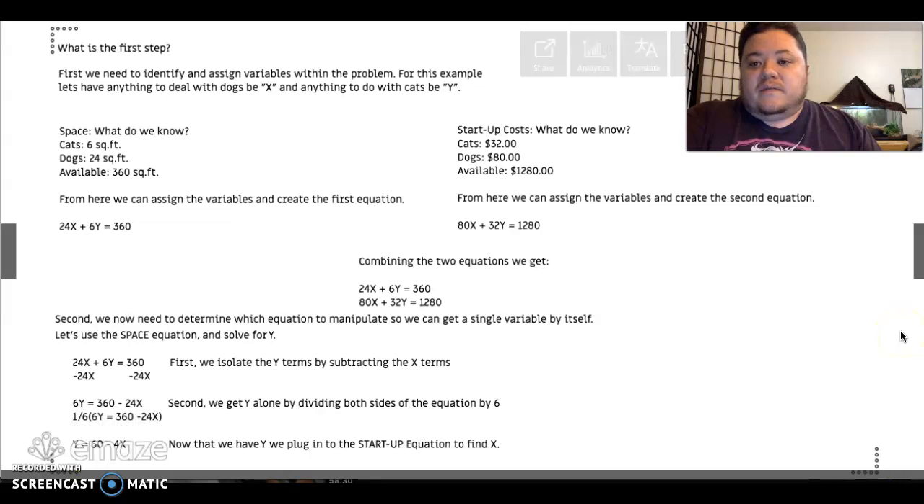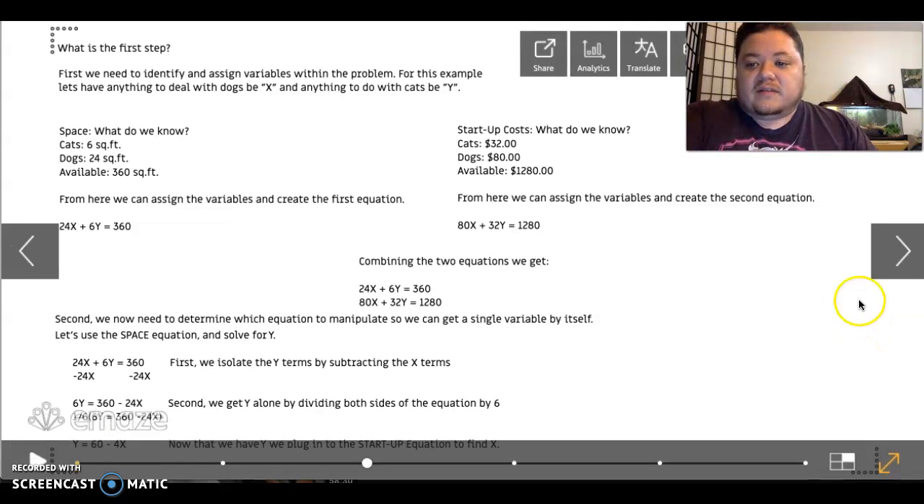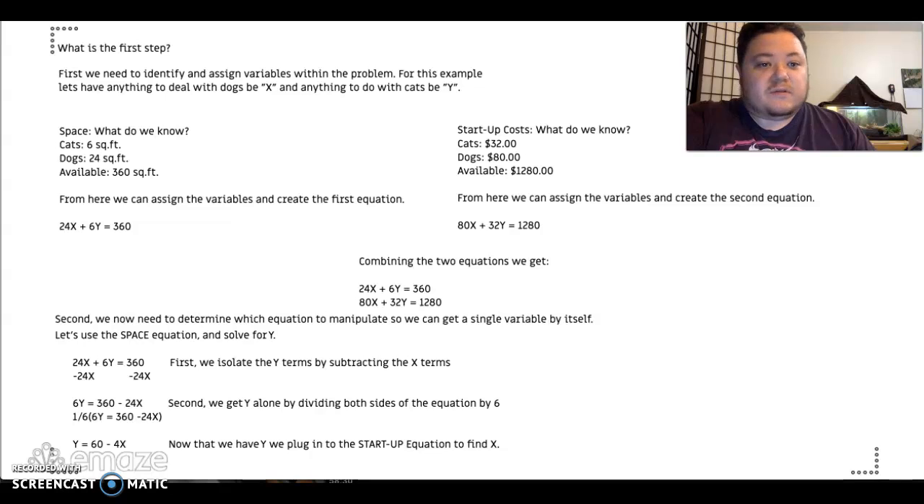So the first step, first we identify and assign variables within the problem. For this example, let's have everything to do with dogs be x and anything to do with cats be y. It does not have to be this way, but it's how I'm going to do it. So space, what do we know? We know that cats are 6 square feet, dogs are 24 square feet, and we have 360 available. So from here we assign our variables and create the first equation. It's going to be 24x plus 6y equals 360.